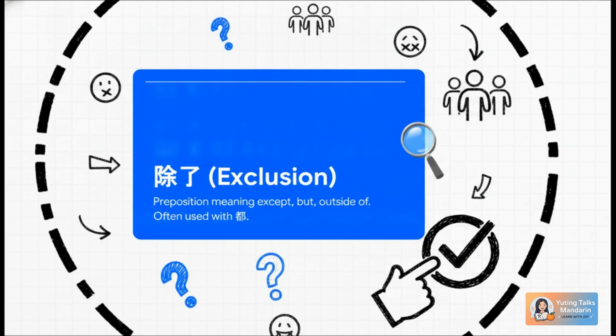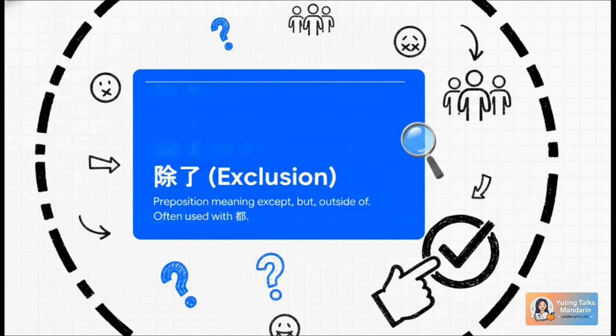As a preposition, it means except, but, or outside of. The absolute key here is the format 除了, then your exception, followed by 都. Right, and that crucial partner word there is 都, which, as we know, means all. So when 除了 partners up with 都, it means everything in the group is included except for that one single thing you just mentioned. Spot on. It's basically like saying, except for this one thing, all the others are.